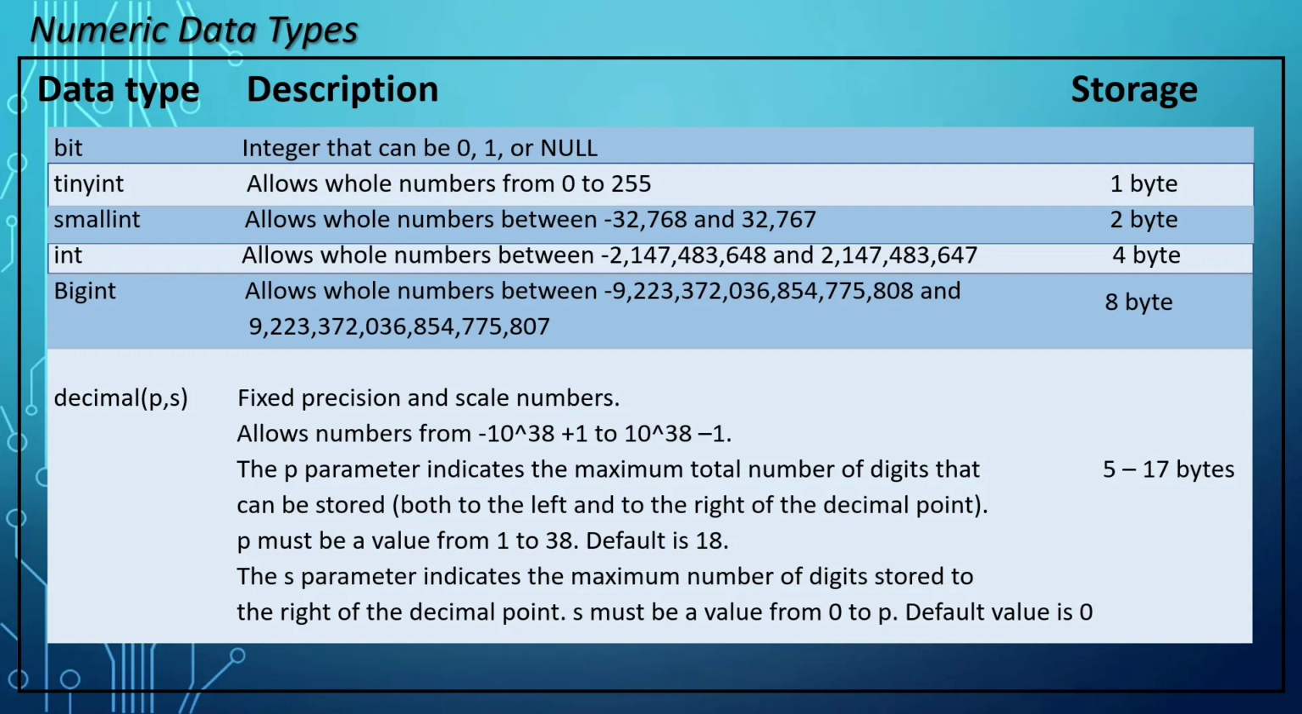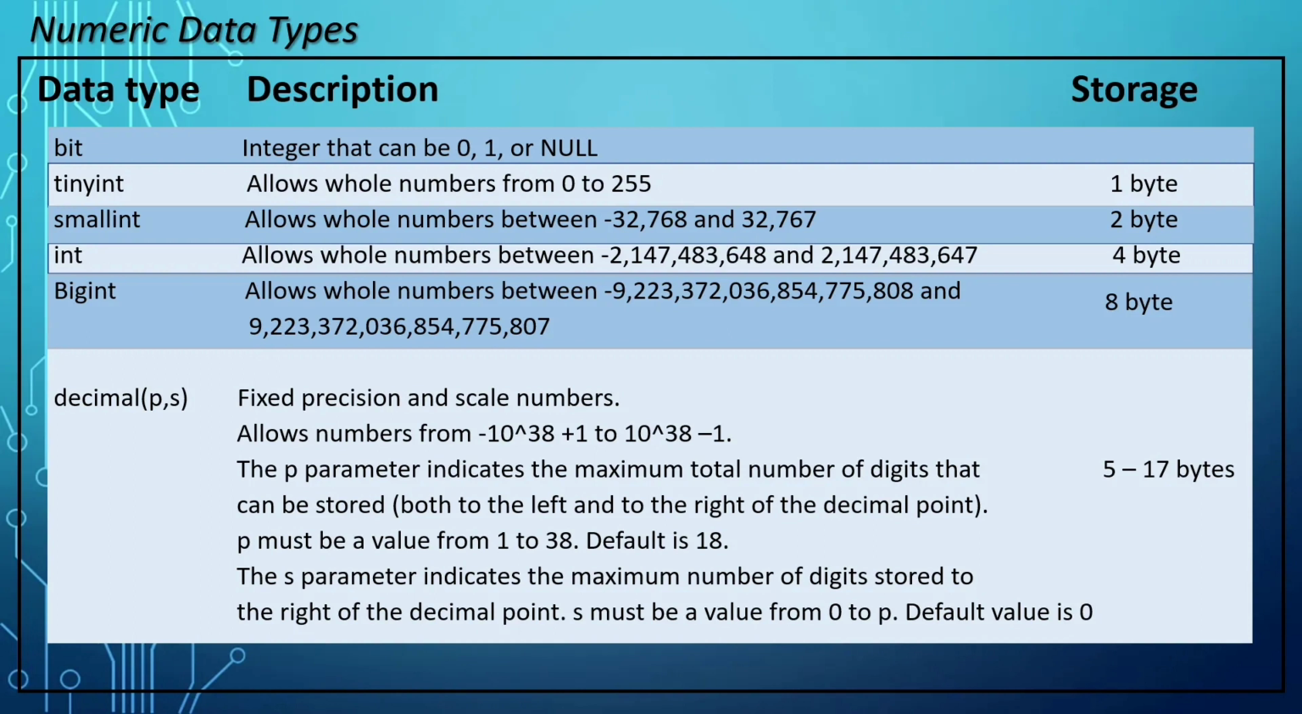An int allows whole numbers between negative 2,147,483,648 and 2,147,483,647. This means it only allows whole numbers between negative 2,147,483,648 and 2,147,483,647. And it has a storage of 4 bytes.